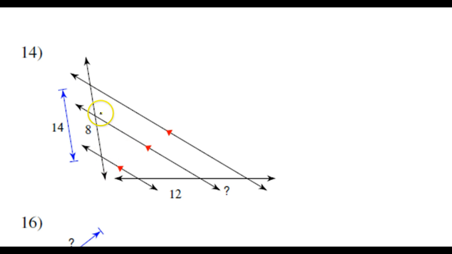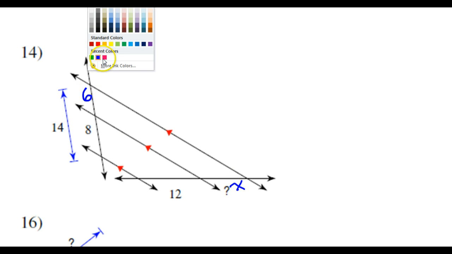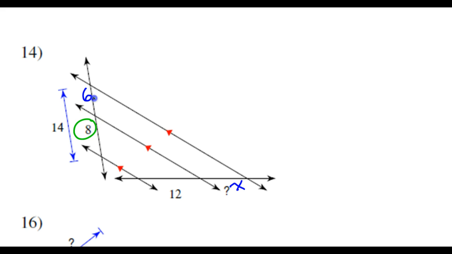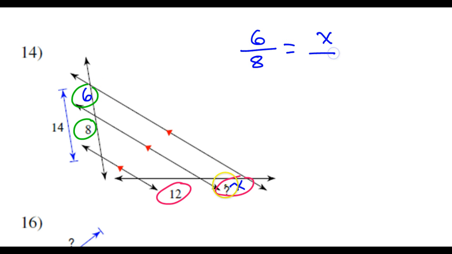Alright, for number 14, okay, so we're trying to find this right here. I think we'll just stick to the side splitter way of doing things, because if this is 14 and this is 8, we can easily find this number, so that'll just be 6. So these two lengths should be proportional to these two lengths. So for example, 6 over 8 should equal X over 12.